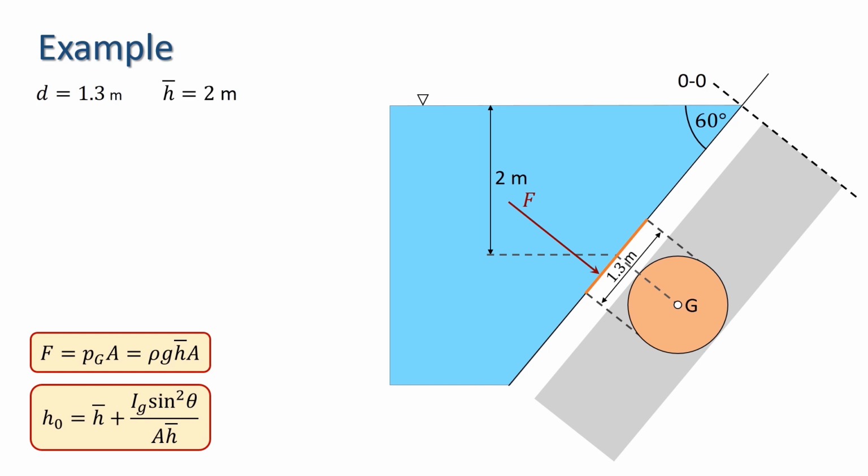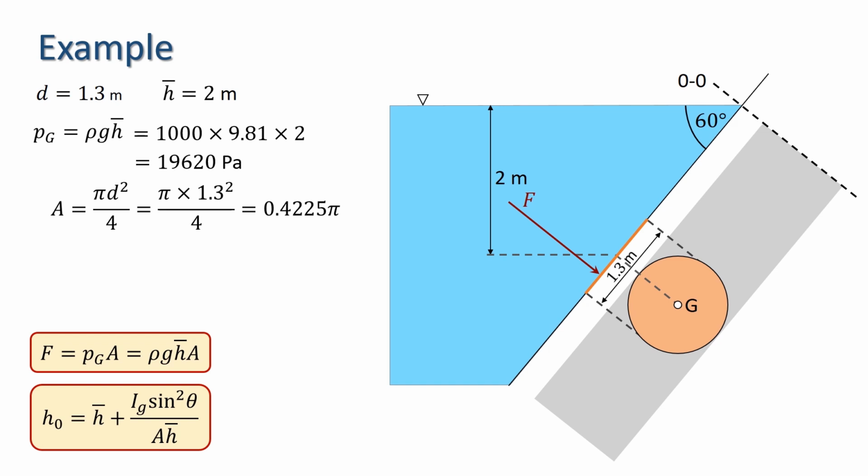Well, the pressure at the centre of gravity is rho g h bar, and taking the density of water to be 1000 kilograms per metre cubed, we have 1000 times 9.81 times 2, which is 19,620 pascals. The area in question is a circle, so we have an area of pi times d squared over 4, where d is the diameter of the circle, which gives us 1.327 metres squared. This gives us a force of 26,042 newtons, or 26 kilonewtons.